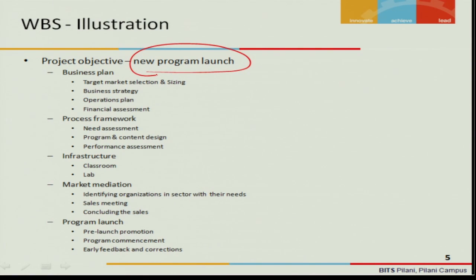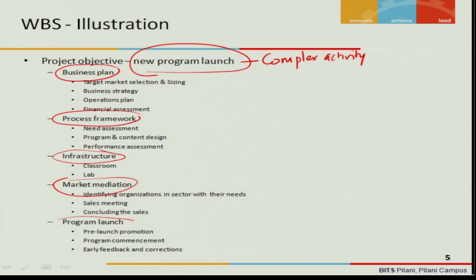Suppose the university decides to launch a new program. What will the work breakdown structure look like? The project objective is defined here, and this itself is a complex activity, right? New program launch itself is a complex activity, and we are breaking it down to the first level, which are: one is the business plan, devising the business plan, creating a process framework for the entire project, creating the infrastructure, market mediation, and program launch.